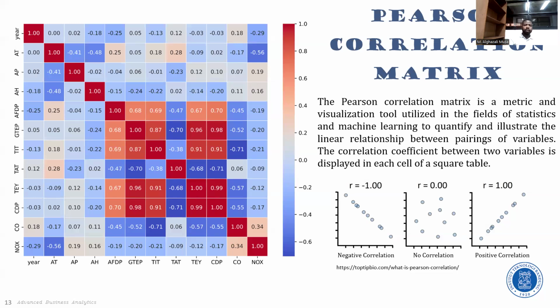Firstly, we need to find the relationship between the data, between the input and the output, or even between all the data. To find this, we need a Pearson correlation matrix. What is it? It's a matrix or visualization tool that gives an interpretation of how those features are related to each other. It's given by the correlation coefficient R.